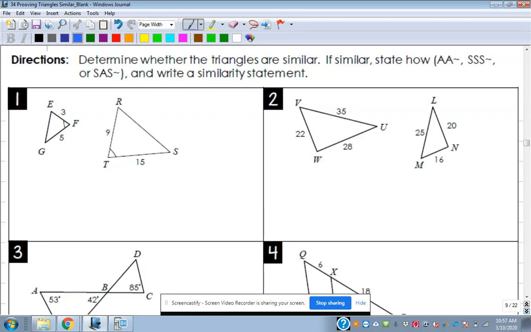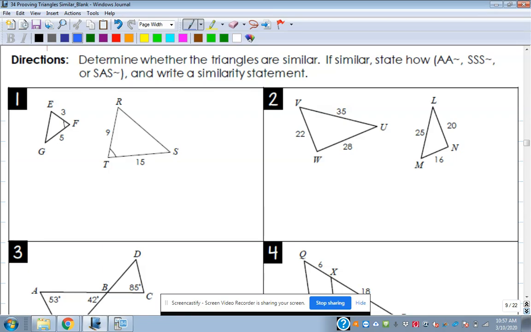All right, so determine whether triangles are similar, and by what method, and then do the similarity statement. So, what can we even shoot for these? How many angles are marked? One. So side angle side would probably be the only way that we could make that happen. So that means we got to check the corresponding side ratio.